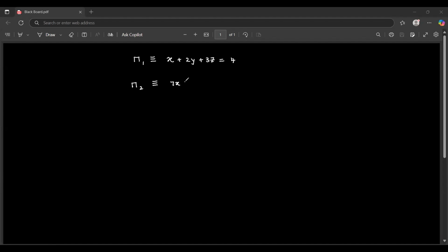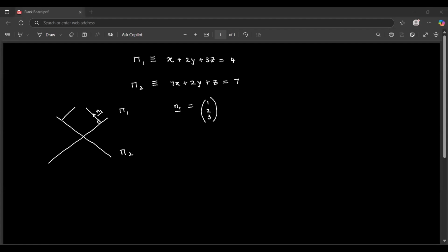Where we have different planes. So we have x plus 2y plus 3z equals 4, and phi 2 is given as 7x plus 2y plus z equals 7. Now we have to find the angle between these two planes. So I can draw the planes like this, phi 1 and phi 2. n1 will be 1, 2, 3, and n2 can be given as 7, 2, 1. Pretty easy stuff. Now you have to find the angle between them.